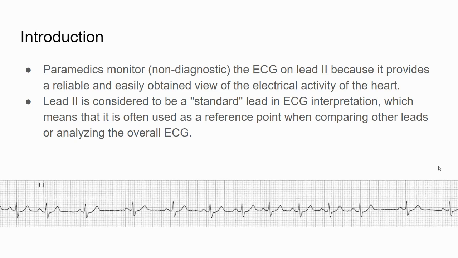The lead that we'll use to monitor, non-diagnostically, but just to monitor the patient, is lead 2. So we have a rhythm strip down here, which shows lead 2. And the reason we use lead 2 is because it provides a reliable and easily obtained view of electrical activity of the heart. Lead 2 is considered to be a standard lead in ECG interpretation, which means it's often used as a reference point when comparing other leads or analyzing the overall ECG.